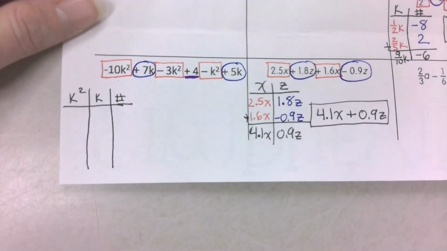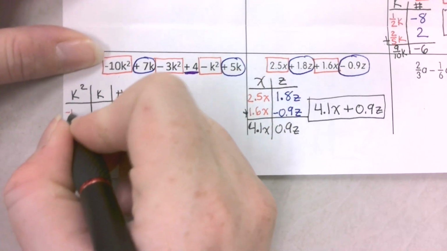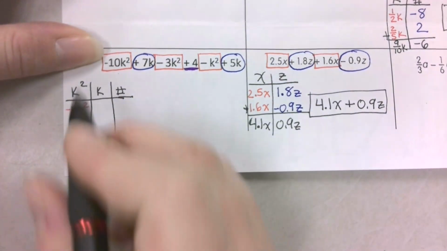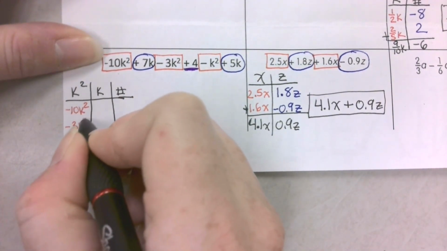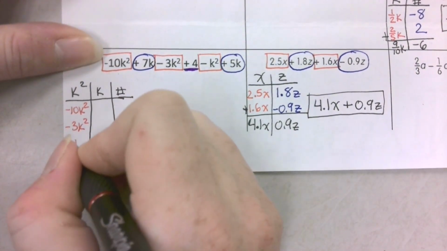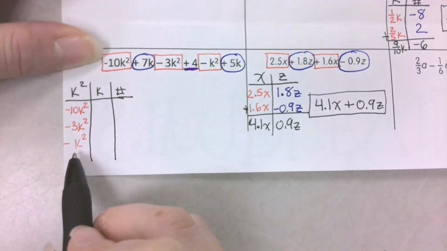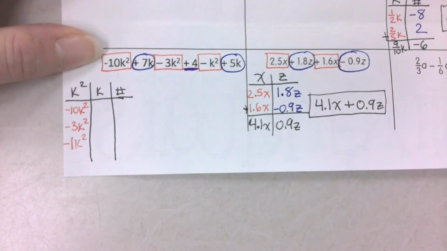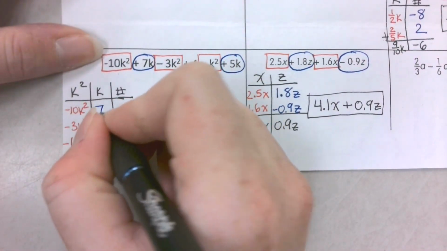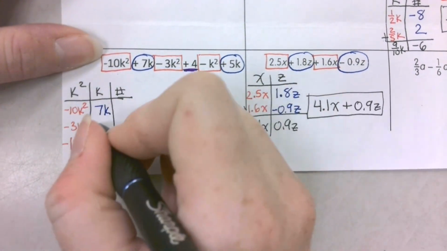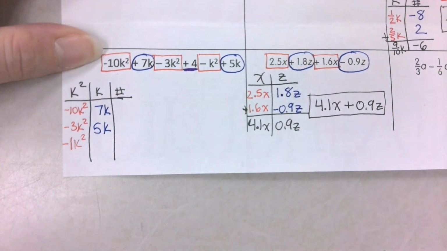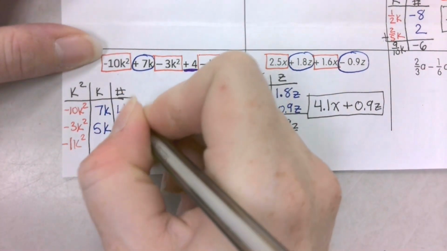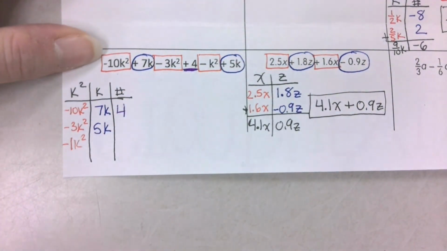In our k squared column, we will have negative 10k squared, negative 3k squared, and negative k squared. What's invisible in front of that k squared? A 1. I highly suggest writing that in so you don't forget it exists. Next we have our k's, which is positive 7k and positive 5k. And last but not least, we have our numbers, which is just a positive 4.